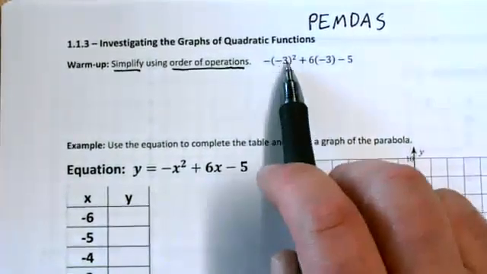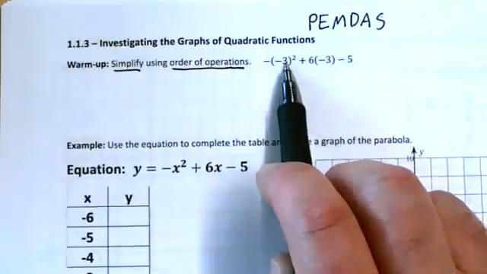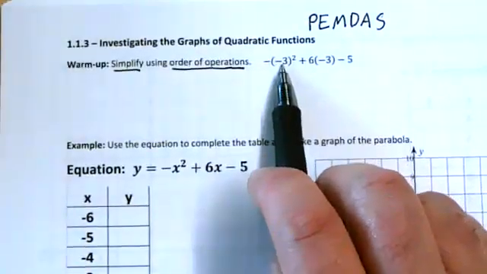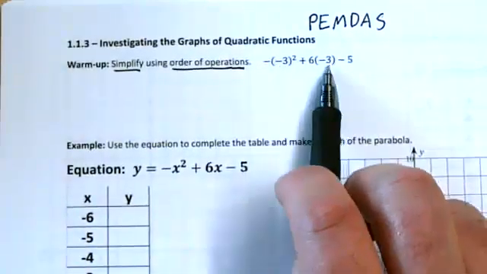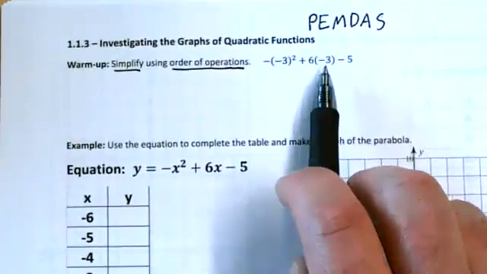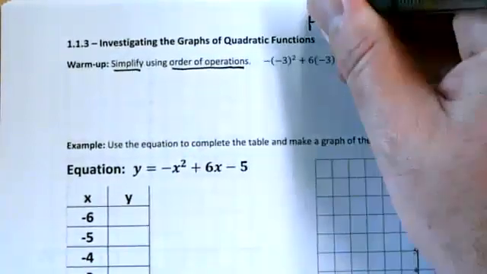Now, is there anything actually happening inside of this parenthesis? Anything I need to simplify in there? Nope. What about this one? Nope. It's already a single number. I'd say parentheses are done. So we don't need to worry about that.